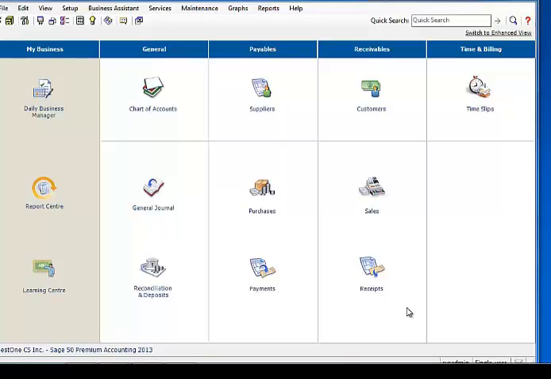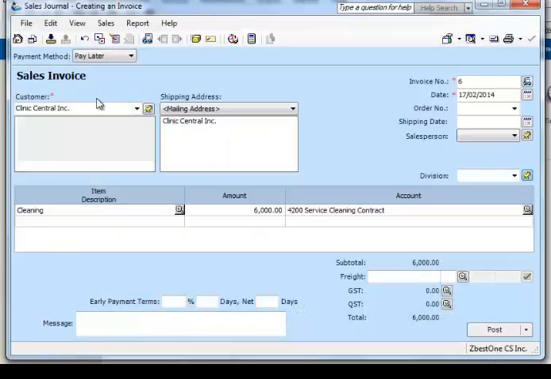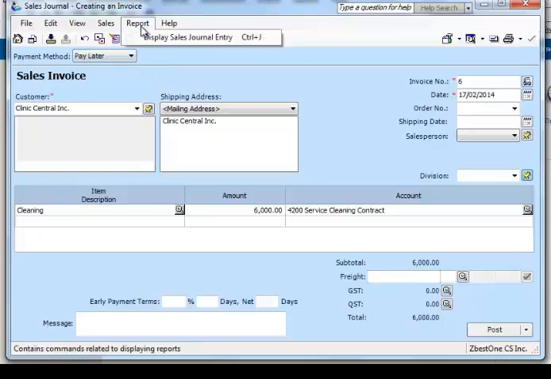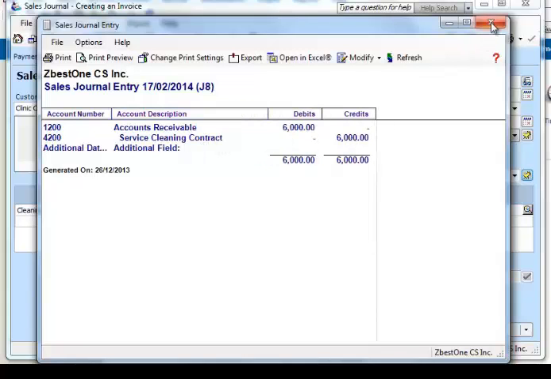Let's demonstrate the sale of $6,000 on February 17 and the receipt of the $6,000. So the very first thing we will do is go to the sales module, and in the sales module we make the sale to Clinic Central for the total amount of $6,000. The journal entry whenever we make a sale, and which is pay later, would be to debit the accounts receivable and credit sales of $6,000.